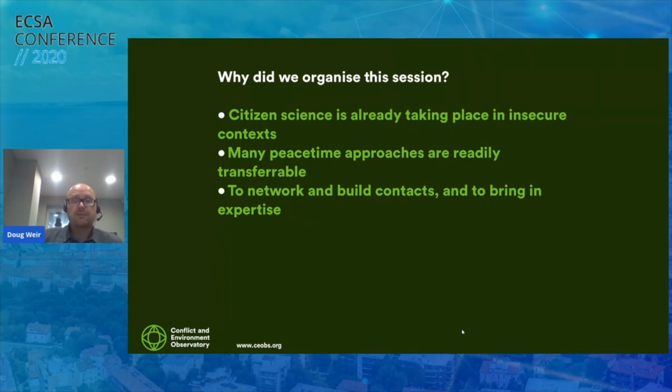So why did we organize this session? As you're going to see, citizen science is already taking place in insecure conflict contexts, that means in conflict areas, as well as areas where there may be security issues in non-conflict affected states. We think that there are many peacetime approaches, the kind of stuff that you are probably working on, which are readily transferable and which we'd like to hear more about. We're also keen to network and build contacts. We're at the very start of the journey around this, and we're keen to build up a community of practice of people who are interested in pursuing projects like this in some of these conflict areas.